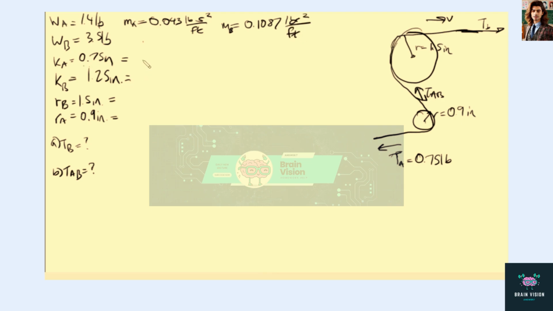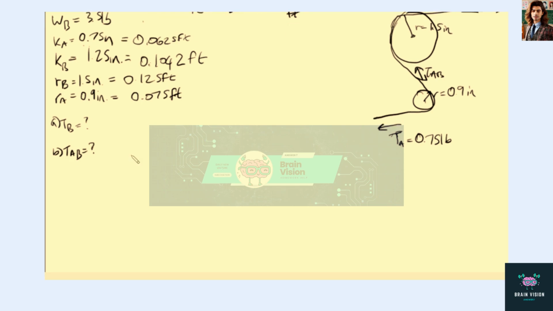Now we're going to divide this by 12 to get this in feet. That will give us 0.0625 feet. We will get 0.1042 feet. Here we're going to get 0.125 feet, and here we will get 0.075 feet.